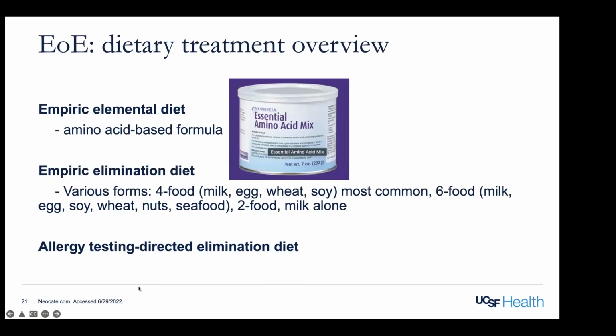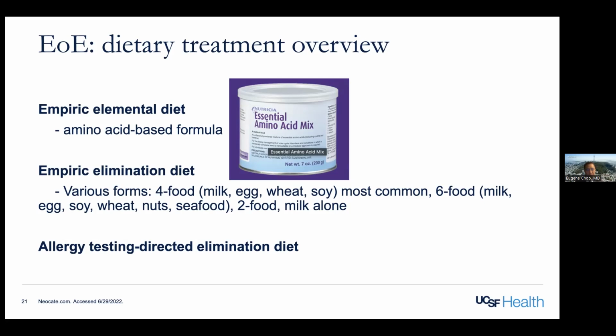And so in terms of EOE dietary treatment, and all of this is going to be relevant because we'll talk about first what the treatment is, and then based off of that, why it makes sense or maybe not that much sense to do allergy testing in our EOE folks. So really three big entities we think about with EOE dietary treatment. First of all, we've got the empiric elemental diet.